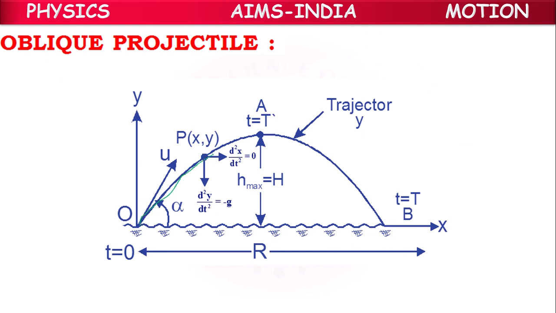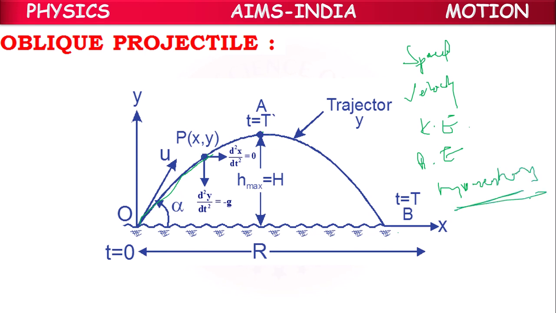Whereas when the body is moving, if we compare at point P, at point A, at point B, at all points, the speed of the particle changes, the overall velocity changes, the kinetic energy changes, the potential energy changes. Momentum, the product of mass and velocity, mv, of the body also changes. These all things will change.